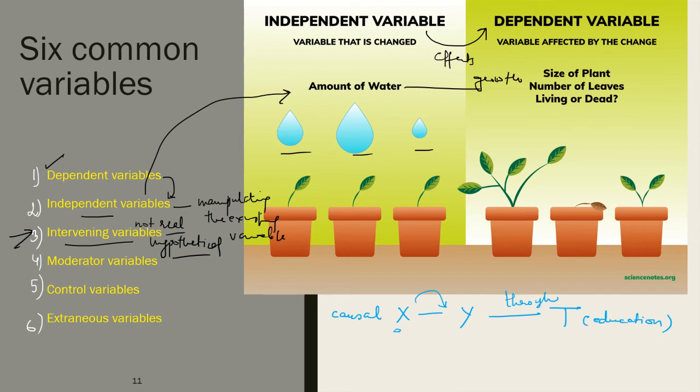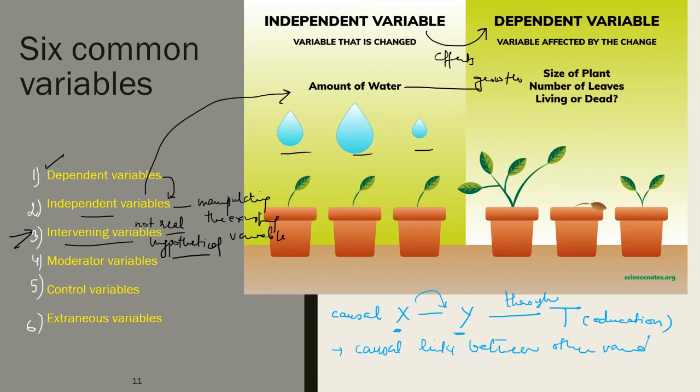Now, intervening variables are the interpretation of the observed fact, not the facts themselves. Intervening variables are used to explain causal links between other variables. Extraneous variables are any variables which you are not intentionally studying in your experiment or test. Okay. Now, moderator variables. What are those?